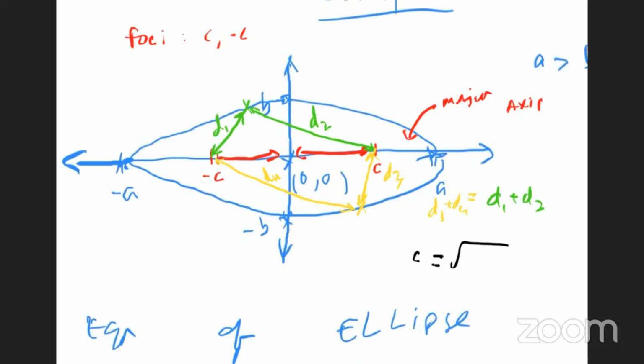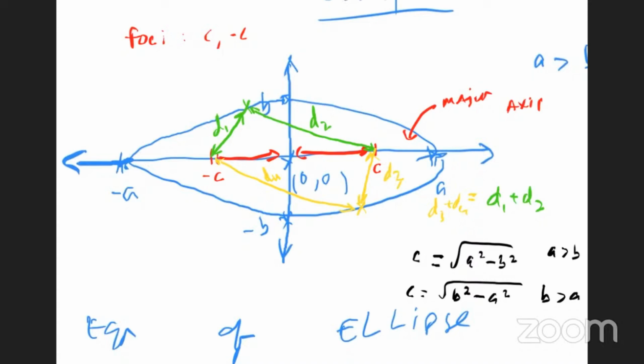C is the square root of a squared minus b squared if a is more than b. And C is the square root of b squared minus a squared if b is more than a. So whenever you do an ellipse, you have to show them the foci. Okay? What is the foci?